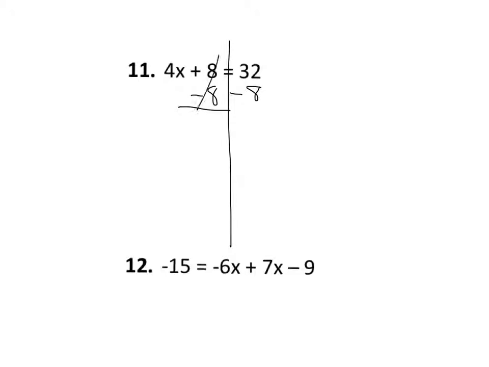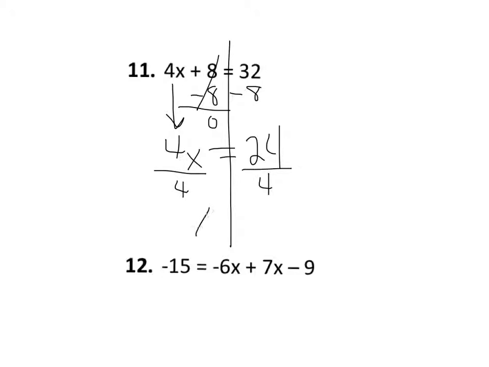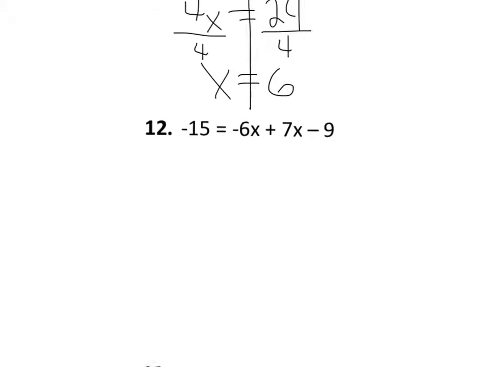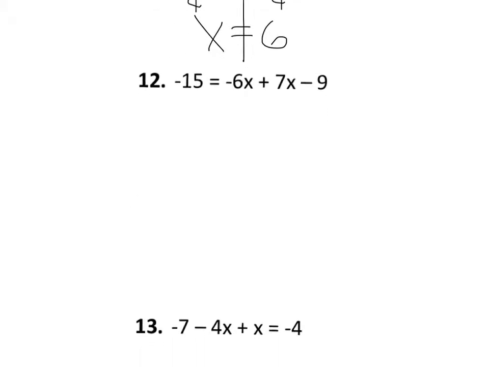8 minus 8 equals 0. We bring down the 4x, and we get 4x equals 32 minus 8 equals 24. And now is the easy part. We can do 4 divided by 4 is 1x, and 24 divided by 4, because we do it to both sides, would be 6. So we get x equals 6. Now that wasn't so bad, but it's when we get to number 12 that things get a little tricky.